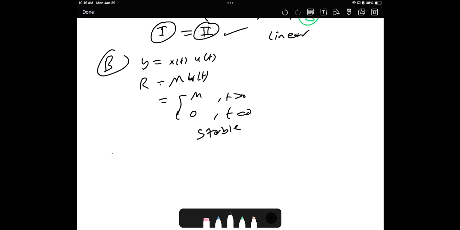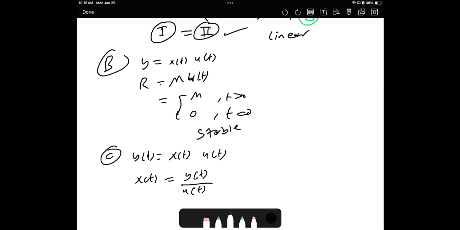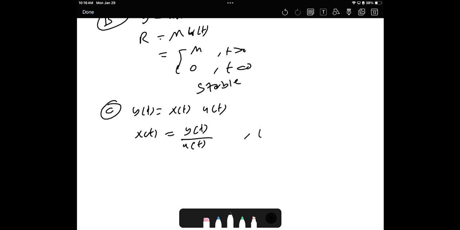Now part C, to check whether it is invertible or not. So we have, again, y of t equals x of t times u of t. So we need to find x of t, which is y of t over u of t. Now, when t is larger than 0, this equals y of t. When t is less than 0, y of t over 0 is undefined. So, of course, it is not invertible. Is this correct?